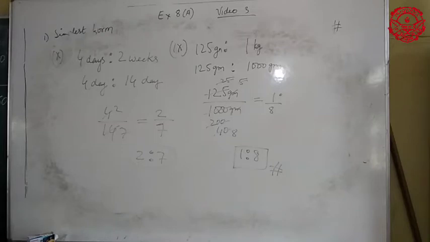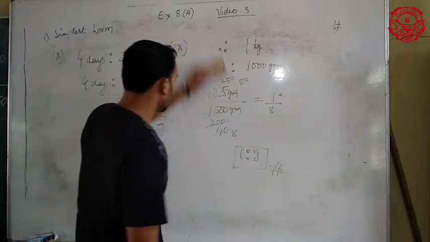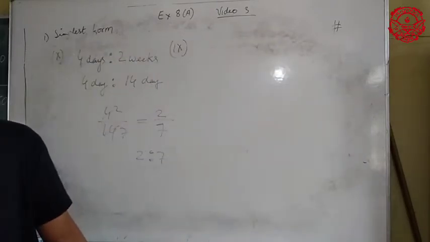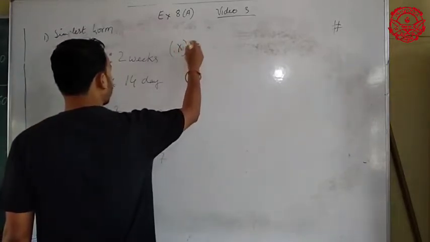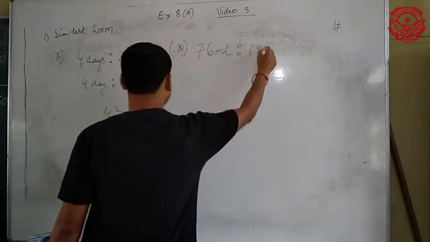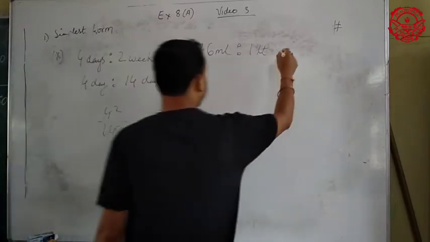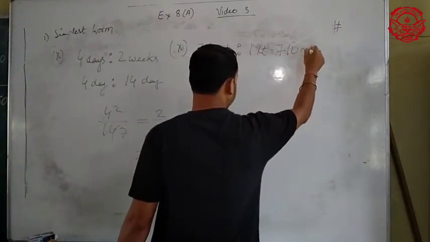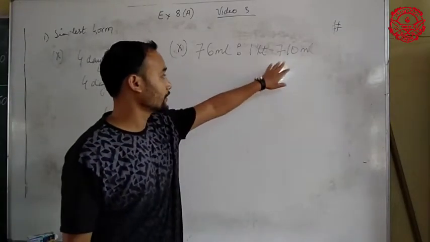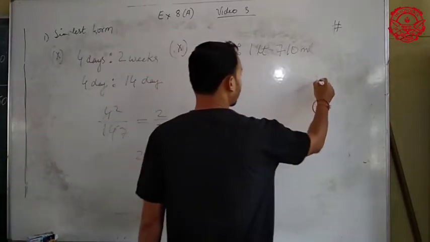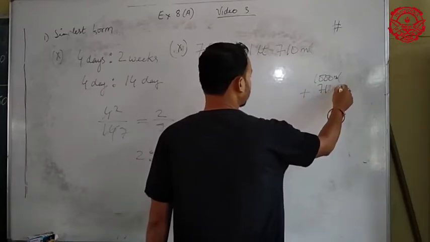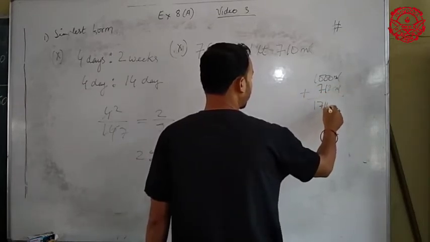One more question is there. Question number 12: 76 ml is to 1 liter 710 ml. It will be better for us if we convert this at first. You can do it raw also: 1 liter will be 1000 ml plus 710 ml. It will be 1710 ml.